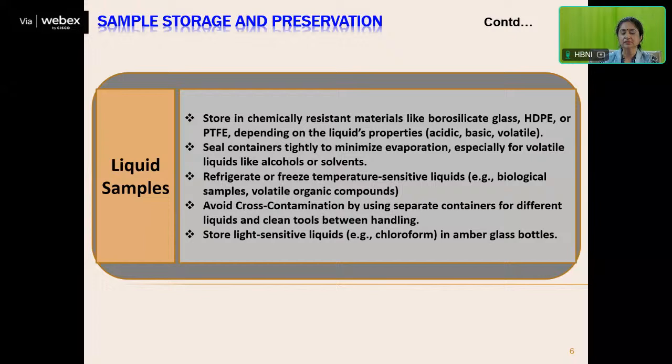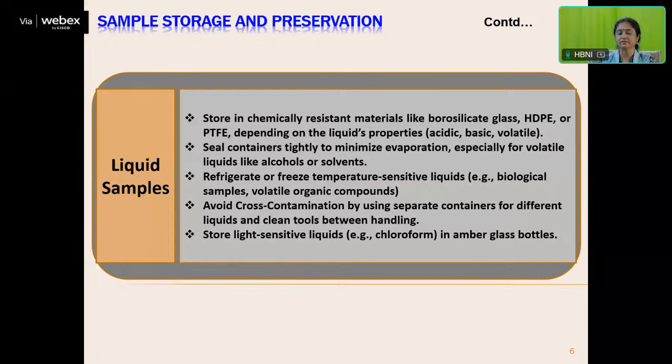In case of liquid samples, they can be stored in chemically resistant material like borosilicate glass, HDPE, high density polyethylene, or PTFE, depending on the liquid's properties. Whether it is acidic, basic, or volatile, you need to keep it accordingly. Then seal the containers tightly to minimize evaporation, because whatever the liquid may be, it tends to evaporate. And if it is getting evaporated, then the analyte concentration will change. So you have to minimize the evaporation, especially for volatile liquids like alcohols or solvents. They tend to evaporate very fast.